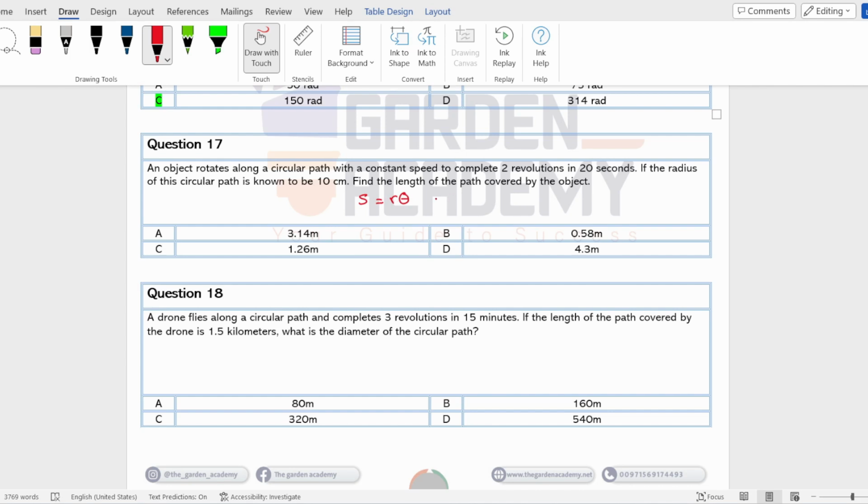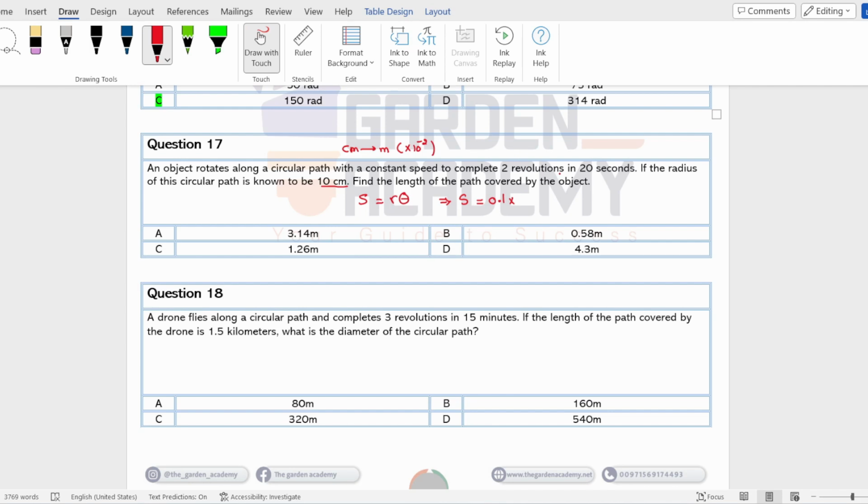Now we want to find the length of the path covered, meaning we want to find the linear displacement, which is the arc length S. So S is the unknown, which is equal to the radius of the circular track, given as 10 centimeters. Remember to convert from centimeters to meters: you multiply by 10 to the power negative 2. So this is equal to either 10 times 10 to the power negative 2, or basically 0.1, multiplied by the angle, which is given as 2 revolutions.